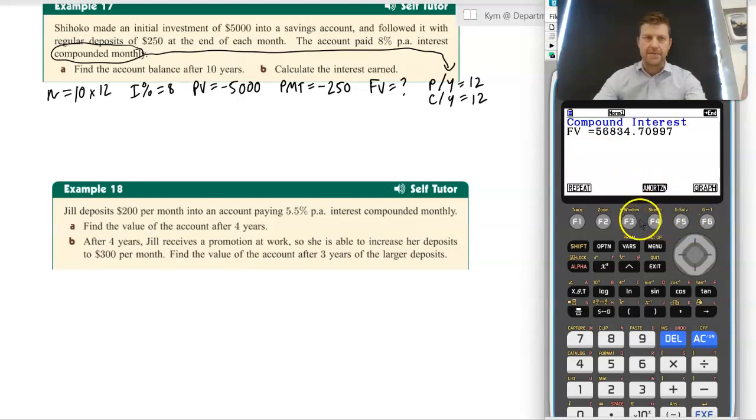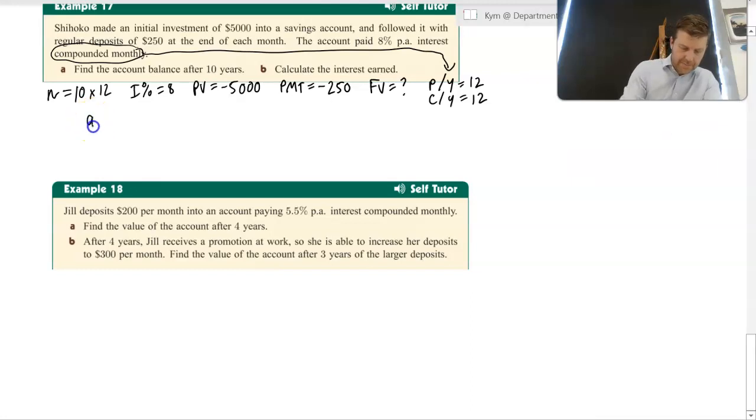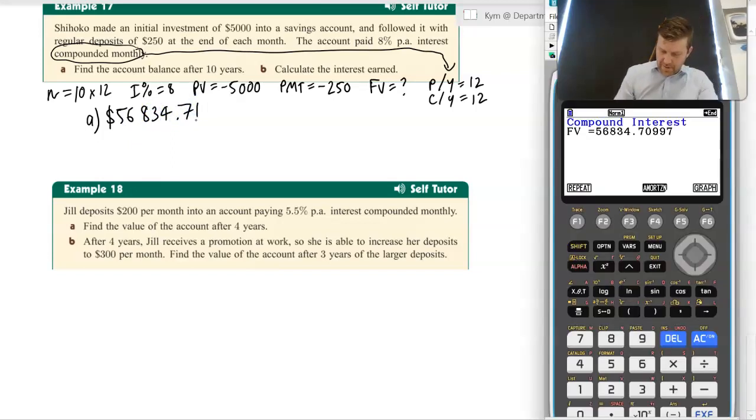And it will tell us that after 10 years, based on an initial investment of $5,000 and depositing $250 per month at 8% per annum, interest compounded monthly, we're going to end up with $56,834, and we're rounding that up to 71 cents. So $56,834.71. I hope I got that right. I got my memory. Good. So that's question A done.